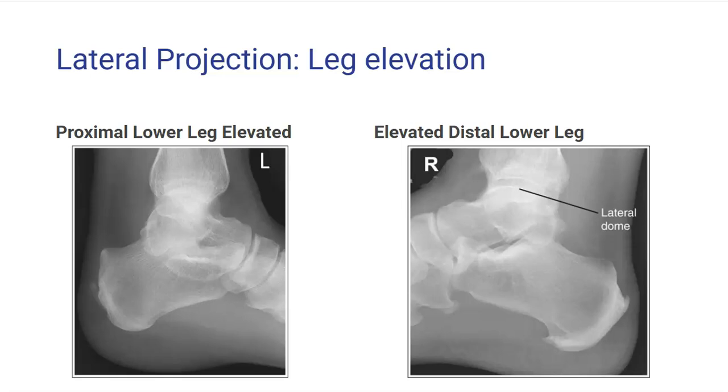All these positioning errors occur because of inaccurate lower leg positioning. So it is essential to ensure proper alignment of the lower leg in order to attain a well-aligned lateral calcaneus projection. This reduces distortion and improves overall diagnostic quality.